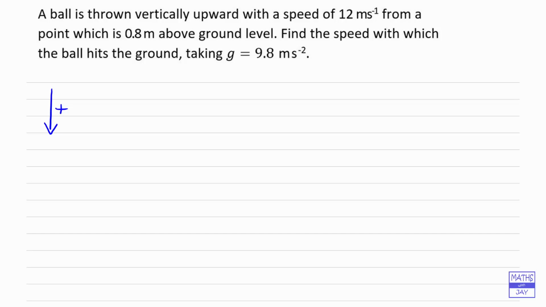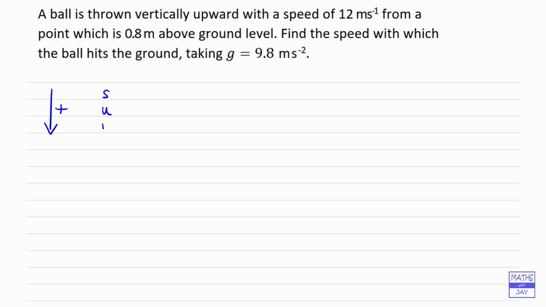It's also going to be moving down towards the ground just before it hits the ground, and gravity is working so that the acceleration due to gravity is working downwards as well. Everything is going down apart from the initial throw of the ball, which is up. So it's easier to think of taking downwards as positive. It's not necessary, but it's much easier. So there are fewer negatives to deal with.